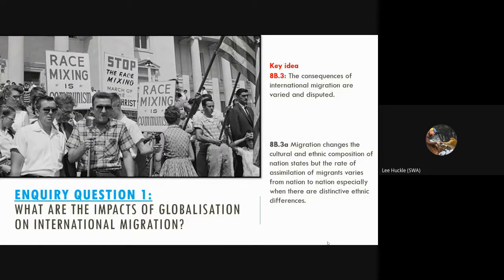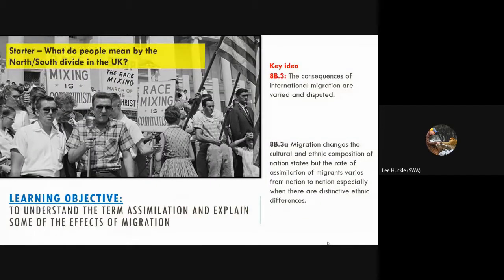So let's get the learning outcome. Here we are at the bottom. To understand the term assimilation, what does it mean? And explain some of the effects of migration as a result of assimilation.